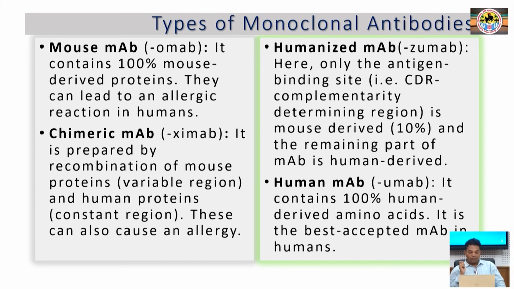Another one is human monoclonal antibody. It is 100% human derived proteins or amino acids, and it is represented as "umab".